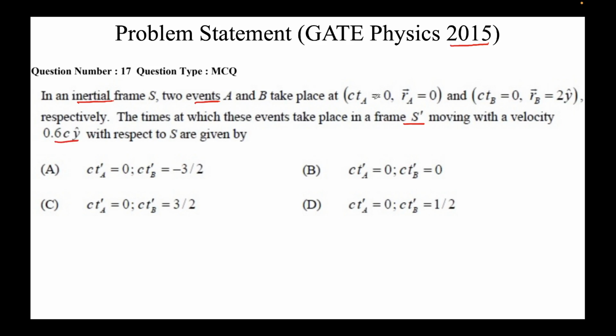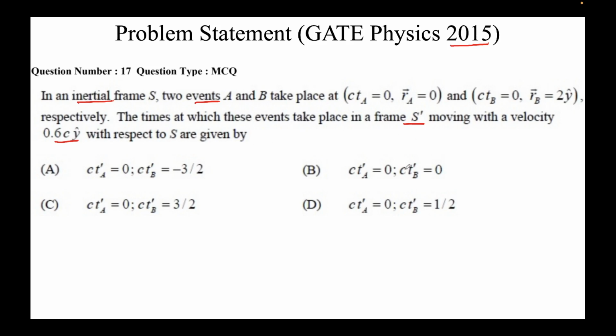So two events are happening, A and B, in some inertial frame S, and similarly the same events will be happening, which we denote by A prime and B prime, in some other frame S prime, and we need to find the time and space coordinates, in this case only the time coordinates, of both these events in the moving frame.